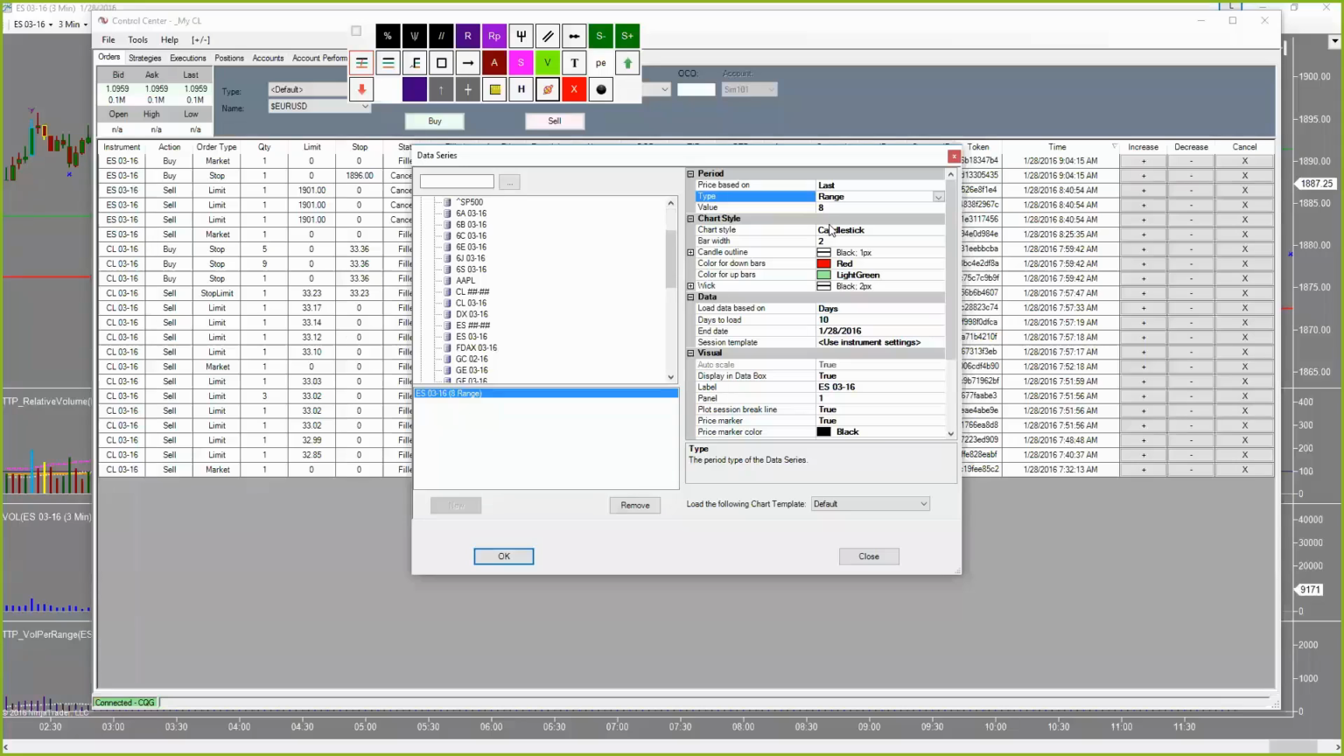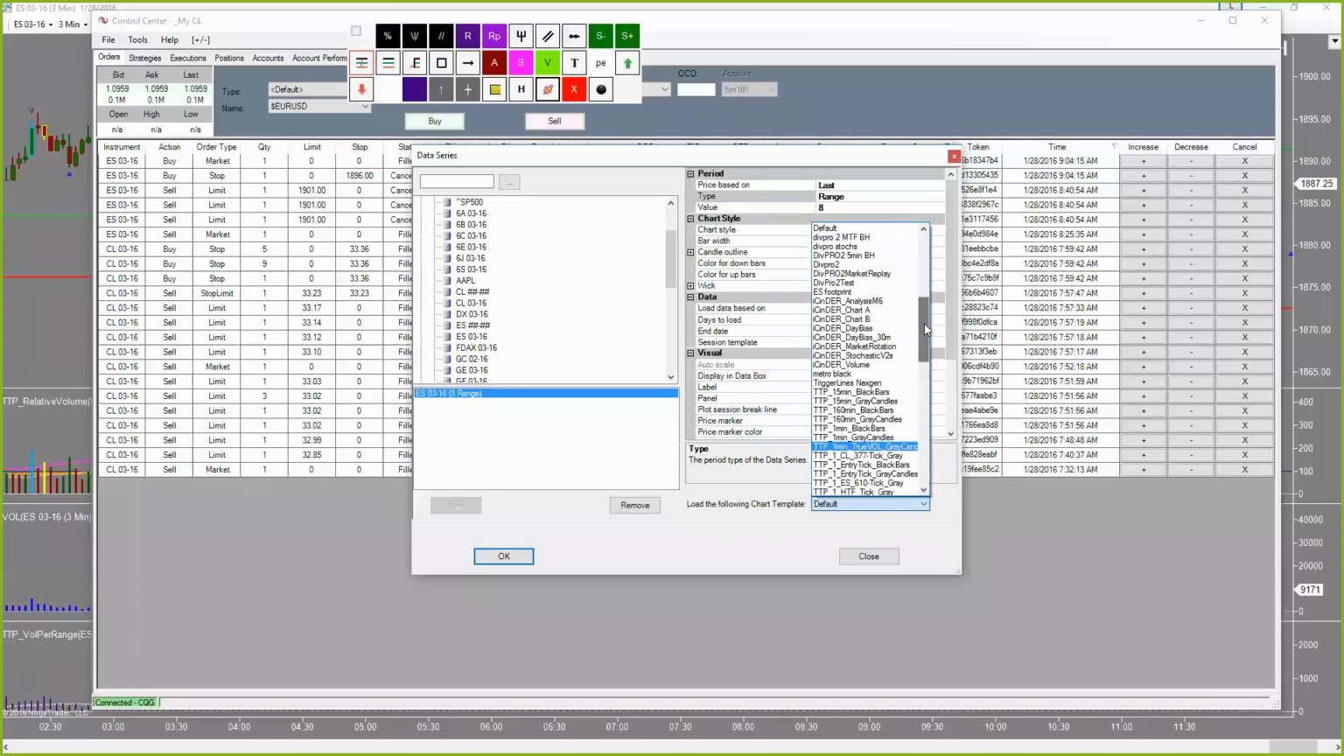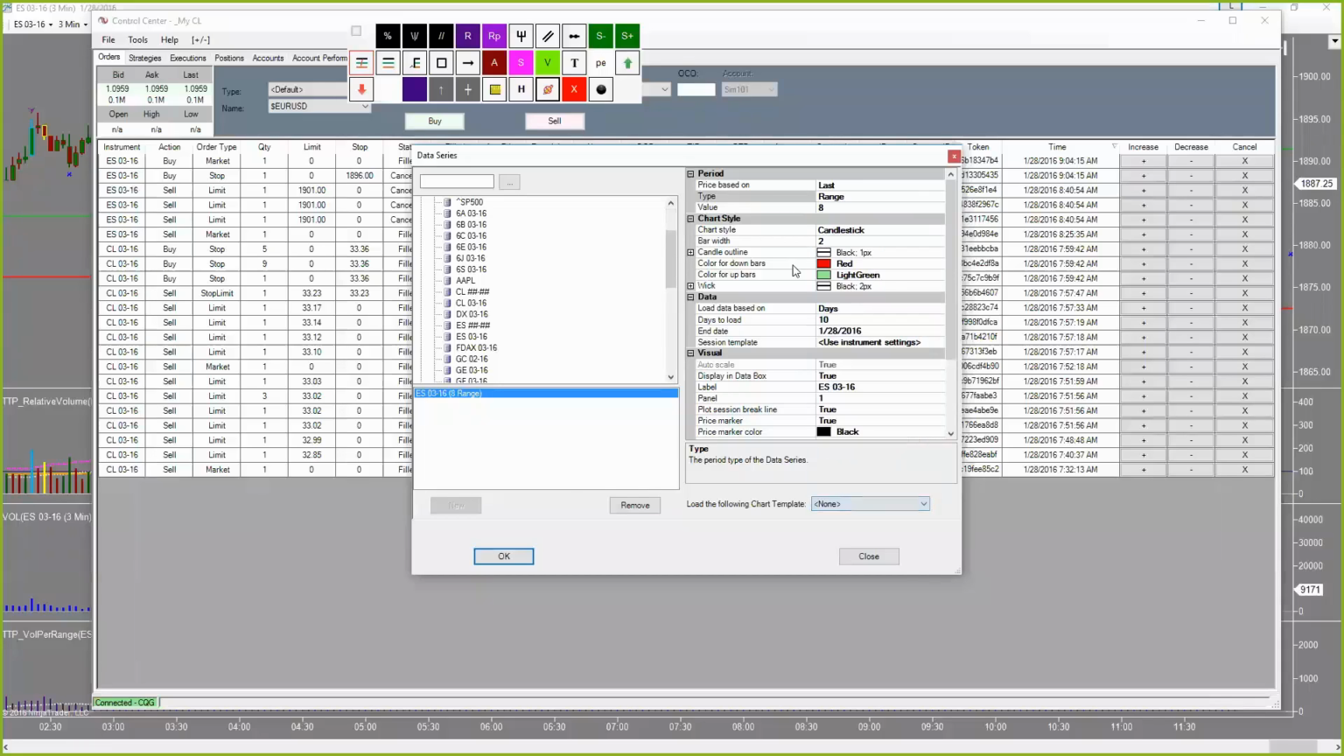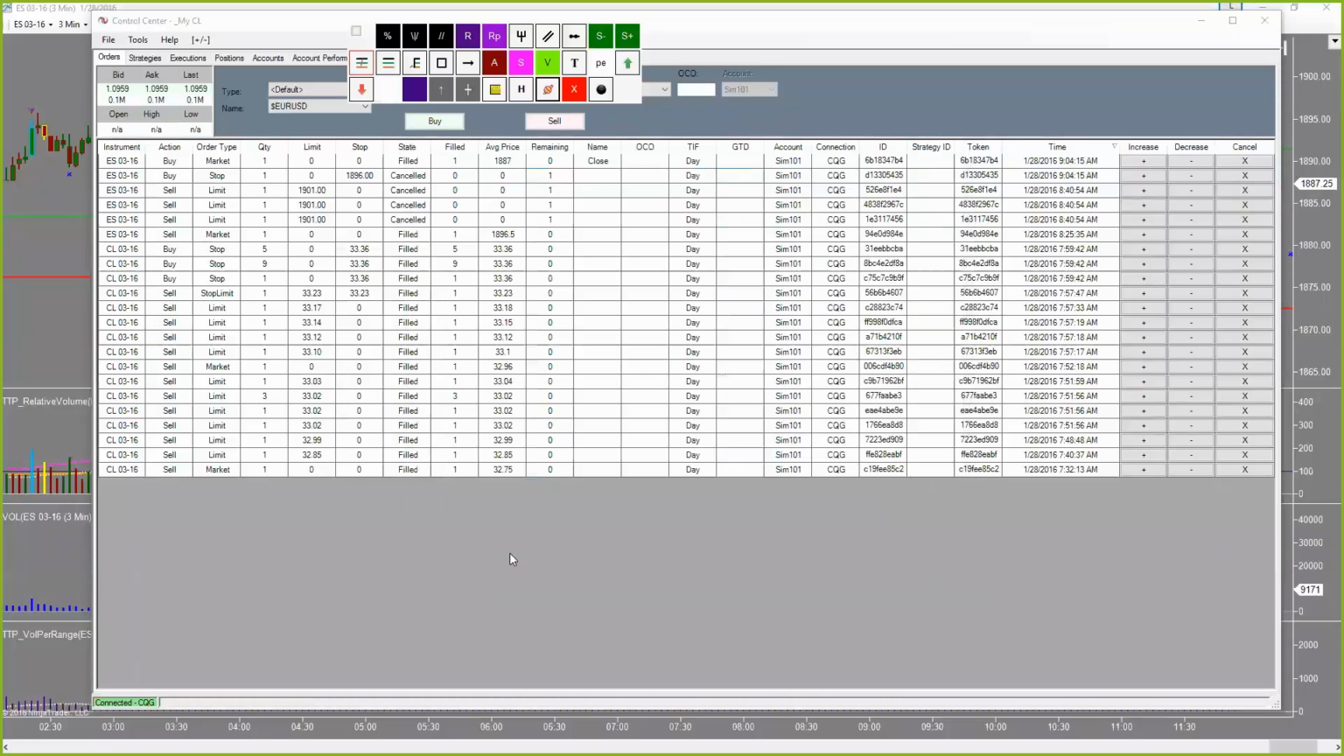So for instance, when I use a range chart and I put on, I'll show you one of the other indicators here.